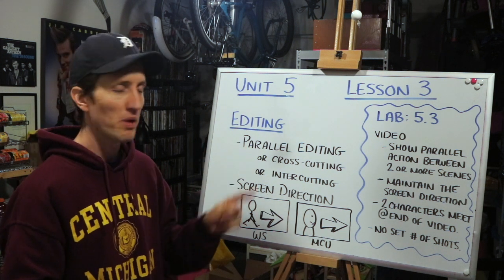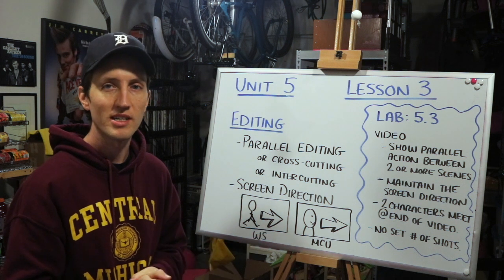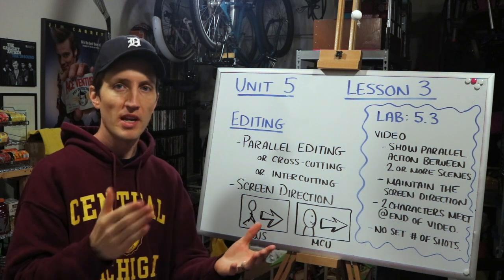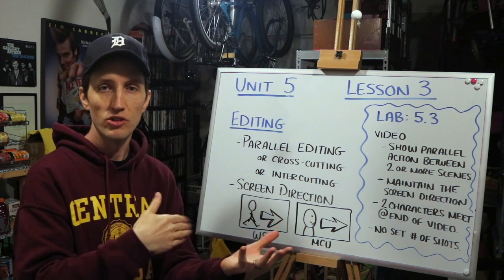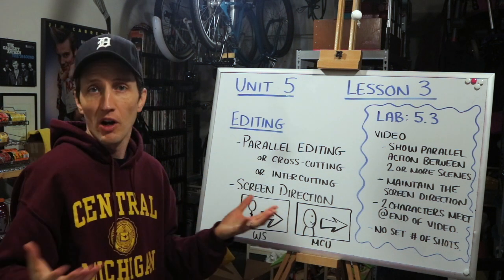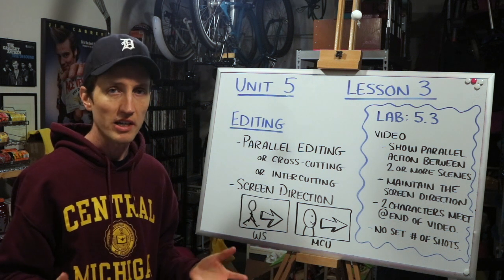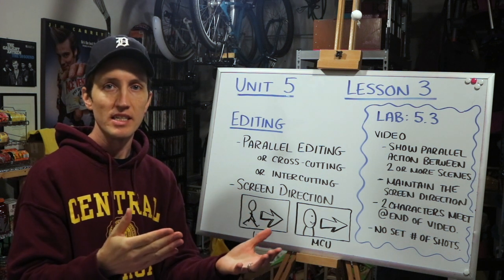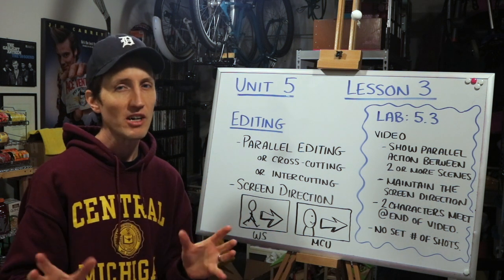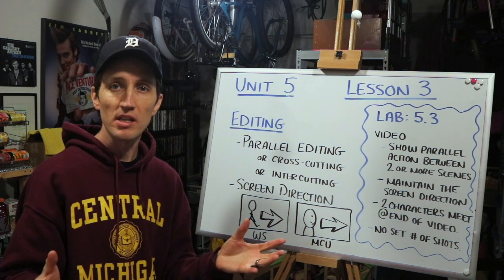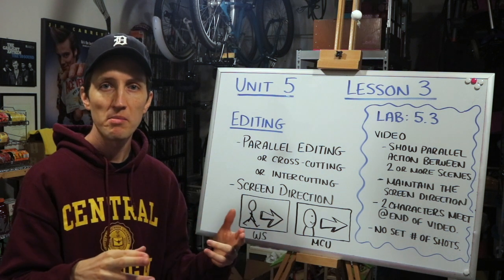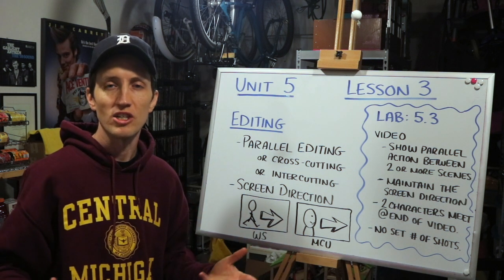Today we are talking about parallel editing or intercutting or cross-cutting, whatever you want to call it, it's all the same. Basically, if you're watching a film and the action is cutting between two or more scenes, back and forth, back and forth, back and forth, we call that parallel editing or cross-cutting or intercutting. The idea is, you would have multiple scenes happening, not necessarily simultaneously, but typically these scenes are happening simultaneously, and by cutting back and forth between them, it sort of increases the tension or the suspense of the film.